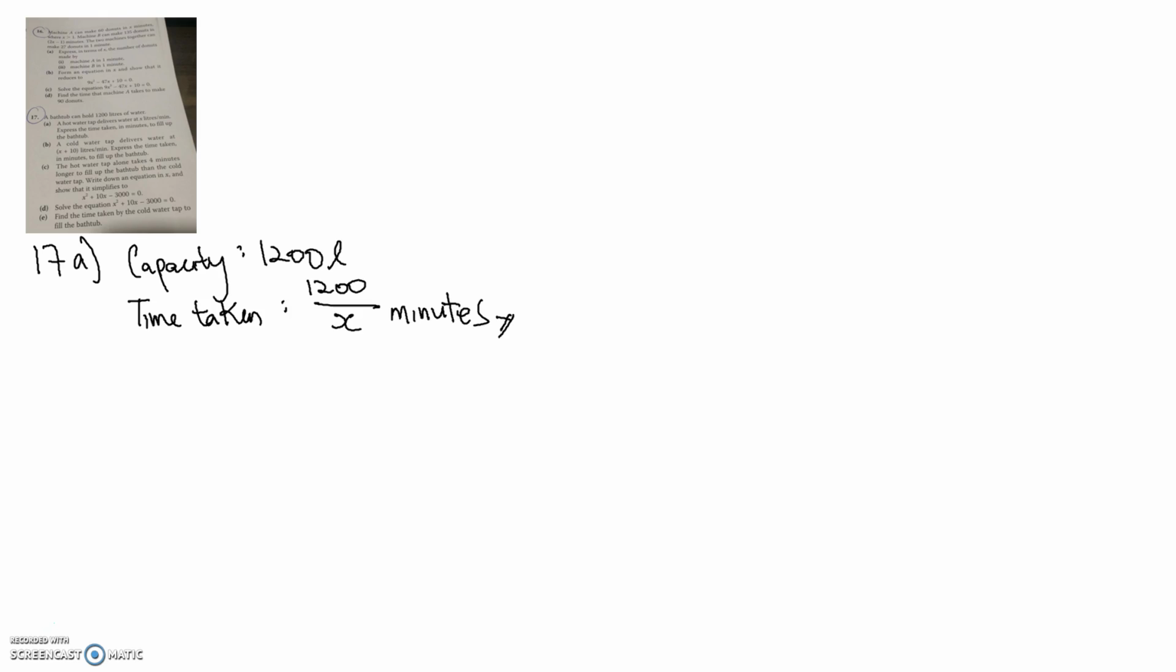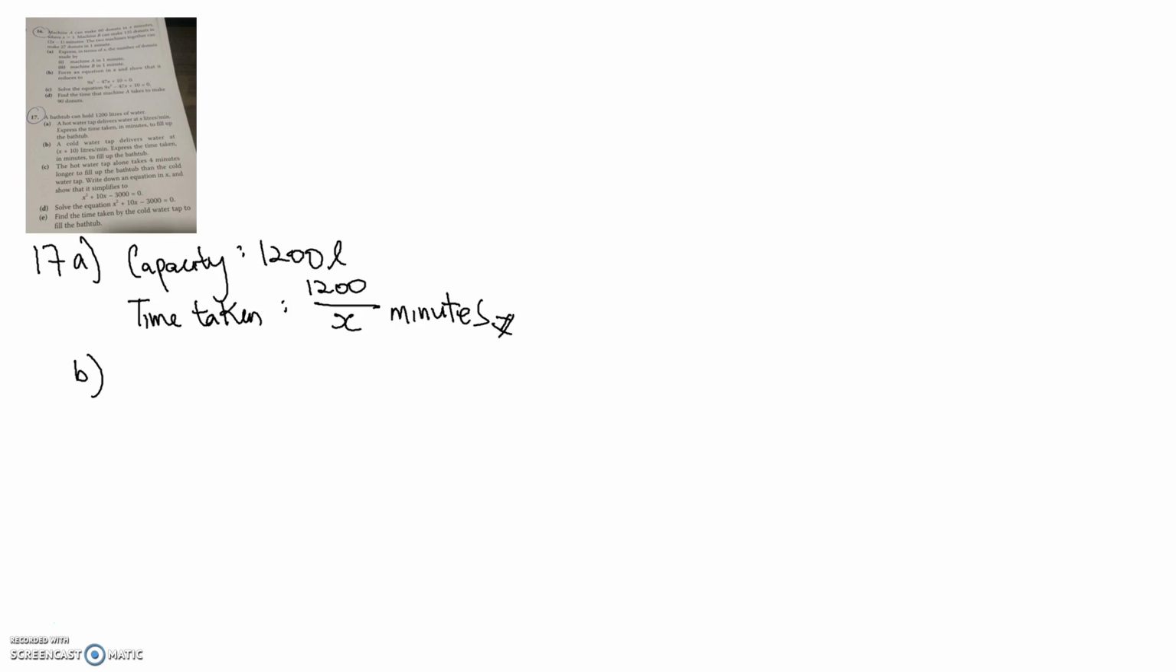The first question, 17A: a hot water tap delivers water at x liters per minute. Express the time taken in minutes to fill up the bathtub. We know that the capacity of the bathtub is 1,200 liters. So time taken is basically 1,200 over x minutes. And this is straightforward.